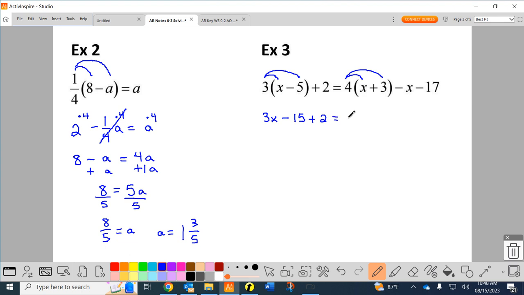On the other side, it's going to be 4 times x, which is 4x, plus 4 times 3. Then the minus x and the minus 17 go on the end. This is the step I'm most concerned about in this problem. What is next? Combining all the like terms, but there's a lot of them.